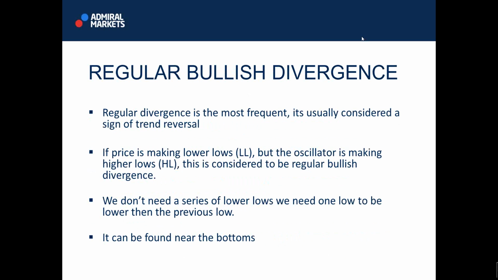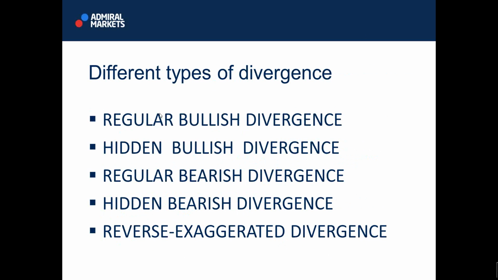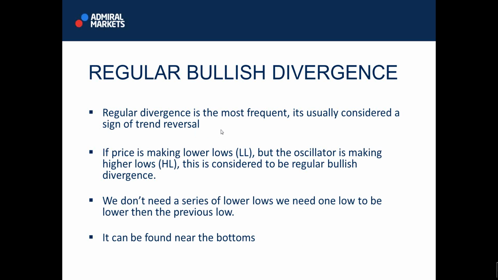So regular divergence. It doesn't matter whether there is a regular or a hidden. We are now talking about regular, so it can be regular bullish and regular bearish. It's also considered a sign of trend reversal. So if you are long and you can see that the price is making basically a setup for regular bearish divergence, you can exit a position.